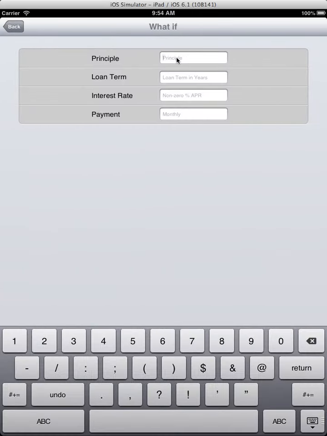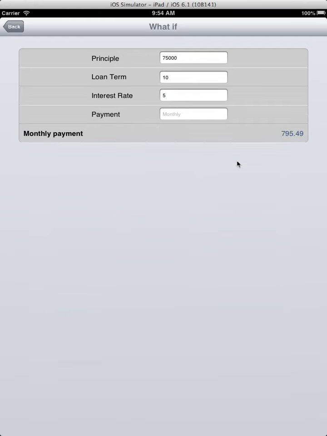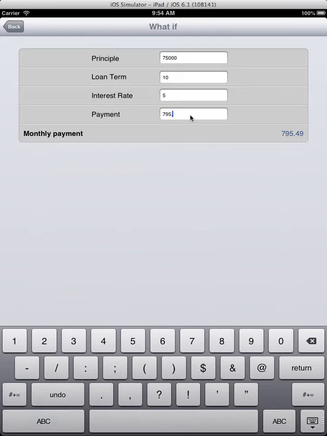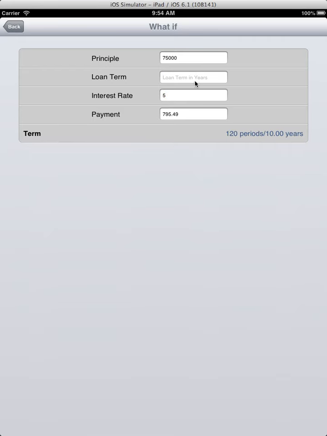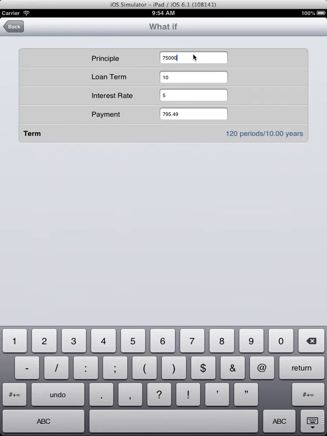In case you have data about three variables, you can actually calculate the fourth variable. So here is the monthly payment, say 795.49, and we want to calculate the interest rate, and this is how we can calculate. Say we want to calculate the term of the loan. Here we can calculate the term of the loan. Say we want to calculate the principal amount. Here is how we can calculate.